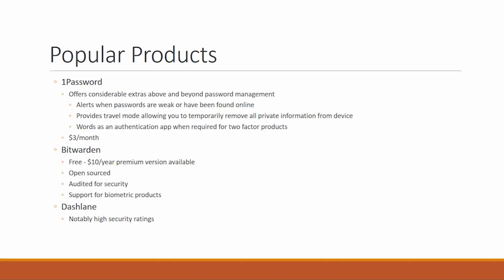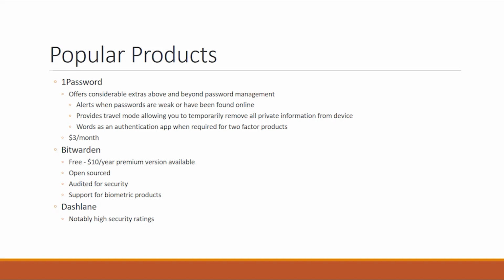Now, some of the things worth noting about 1Password is that it does offer considerable extras above and beyond just the basic password management. So more or less everything that we see when we do the demo in Bitwarden, you're going to have available to you when working with 1Password. But some of the other extras that they offer are alerts when passwords are weak or have been found online. There are some services that you can use online to search for your usernames, passwords, email address, etc., to see if any of your information has been stolen and is appearing anywhere on the dark web or any place where people traffic in this information. And 1Password will automatically search for your passwords that you have recorded with it to see if any of that is coming up anywhere out there. So that can be a very nice feature.